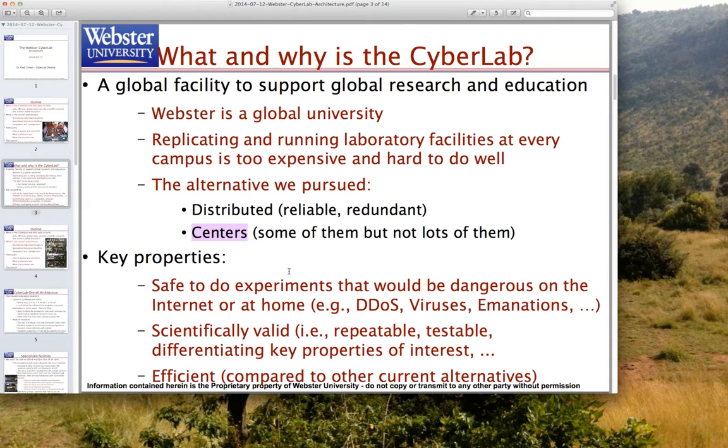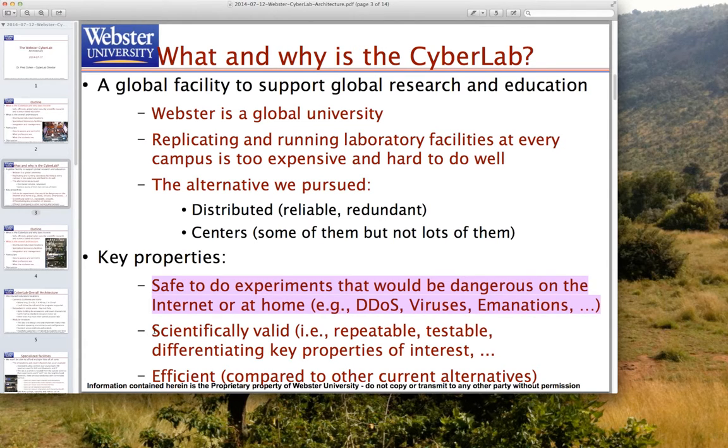The key properties that we're trying to achieve are, we want to make sure it's safe to do experiments that would be dangerous to do on the internet or at home. So that includes distributed denial of service, writing, examining, and messing with computer viruses, and experiments with things like emanations and covert channels. The problem there, for example, is if we're doing a Wi-Fi experiment that could break into other Wi-Fis, it could break into real Wi-Fis, and then we'd be doing bad things.